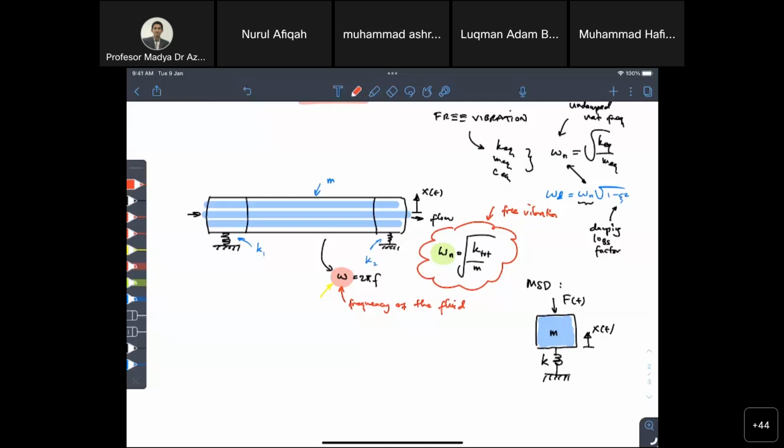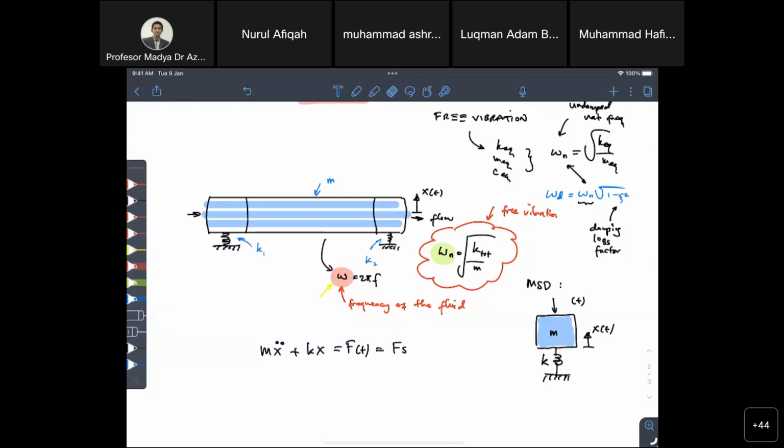So we have this mass, spring and damper model. From here we can derive the equation of motion, m x double dot plus kx equals, previously, 0 in free vibration. Now we have the force there, so it equals F(t). So let's assume the force is sinusoidal.